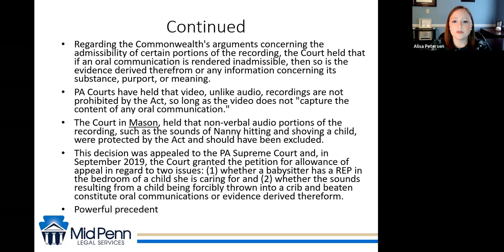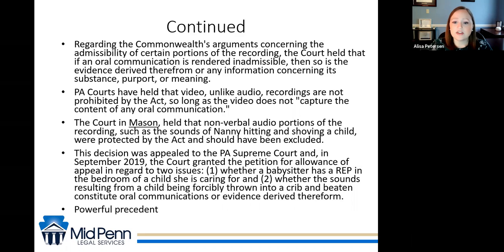And then regarding the Commonwealth's arguments concerning the admissibility of the other portions of the recording, the video and nonverbal audio portions, the court held that if an oral communication is rendered inadmissible, then so is the evidence derived therefrom and any information concerning its substance, purport, or meaning. In Pennsylvania, courts have held that video, unlike audio recordings, are not prohibited under the act, so long as the video does not capture the content of any oral communication. So if you can clearly tell, say, by the lips of the person that you can read what they're saying, then that would be excluded. But if the video is not shining light on the audio portions, it should be allowed under the act.